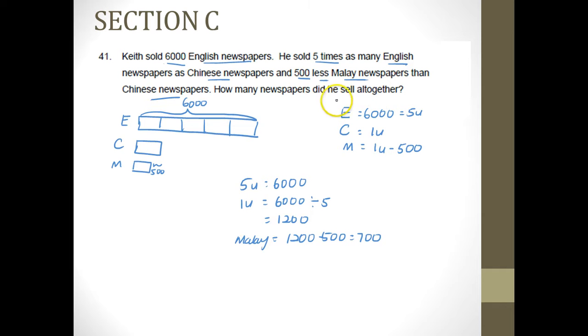So now I want to find how many did he sell altogether. He sold 6,000 plus 1,200, which is the Chinese, plus the Malay, 700. So altogether he sold 7,900 newspapers.